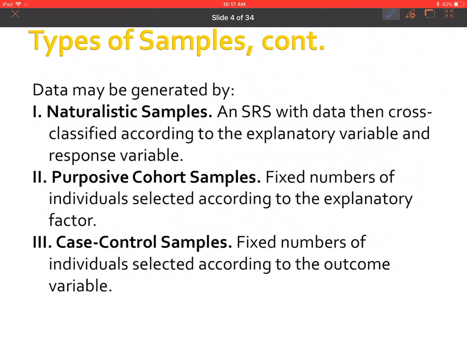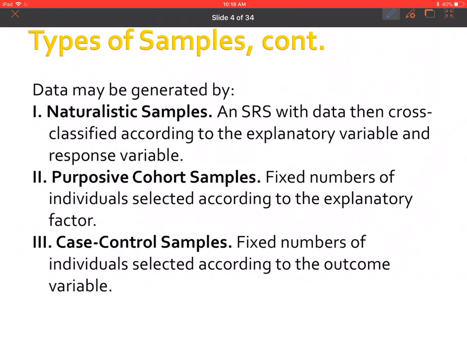The first we touch on are naturalistic samples, which the book talks about as being more of a cross-sectional type design. And the cross-classification is according to the explanatory variable and response variable. And then you have cohort samples. There are two different types of cohort designs: retrospective cohort designs and prospective cohort designs. It's a fixed number of individuals selected according to the explanatory factor. And then we have case control samples, which is a fixed number of individuals selected according to the outcome variable.